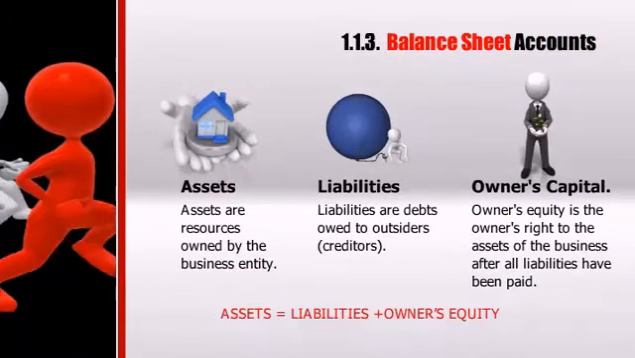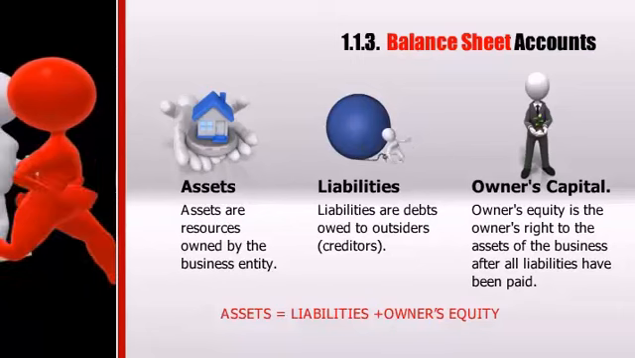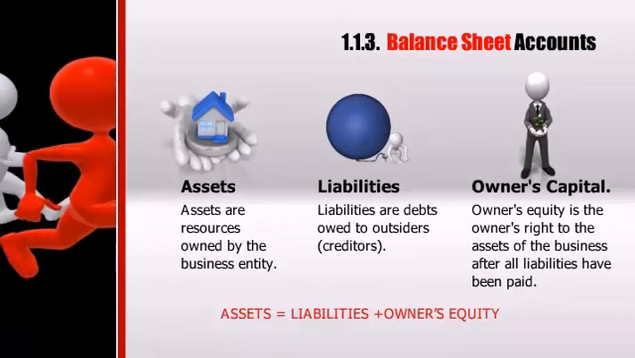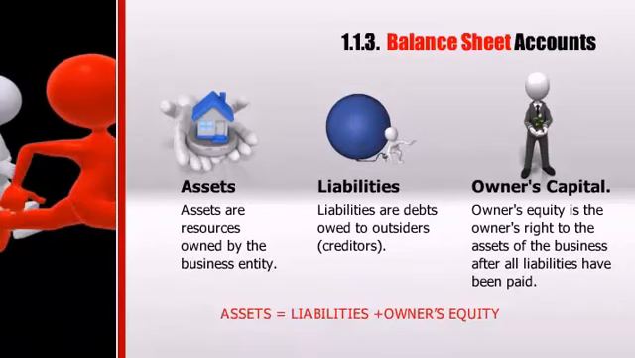Next, I'd like to take a look at assets, liabilities, and owner's equity. Do you remember? Assets are resources owned by the business entity. These resources can be physical items, such as cash and supplies, or intangibles that have value. Examples of intangible assets include patent rights, copyrights, and trademarks. Examples of other assets include accounts receivable, prepaid expenses, such as insurance, buildings, equipment, and land.